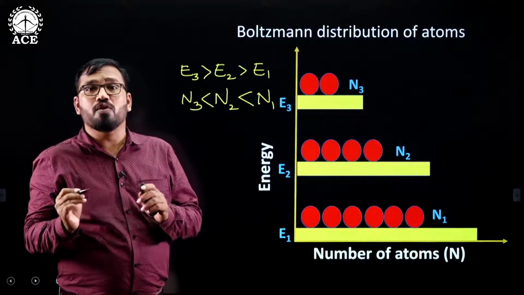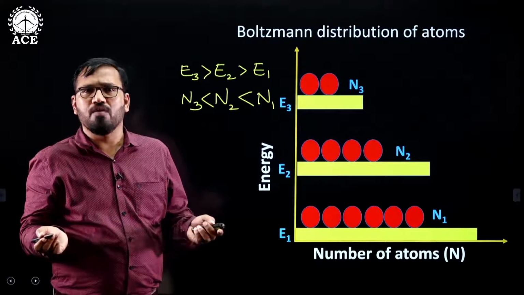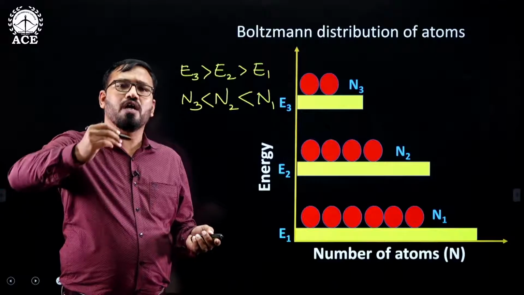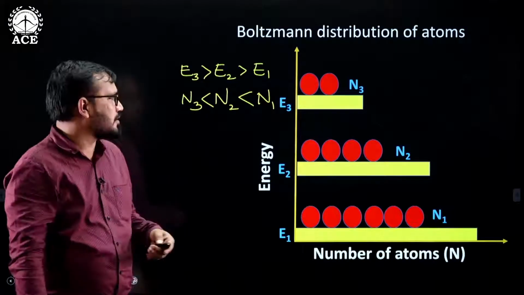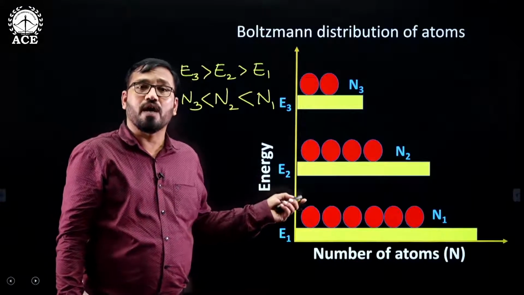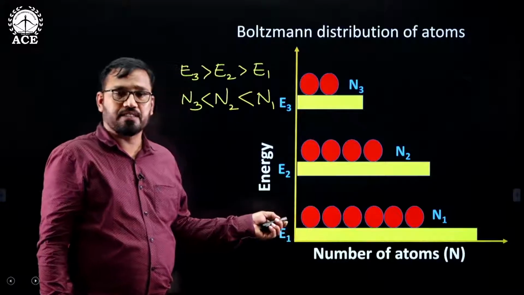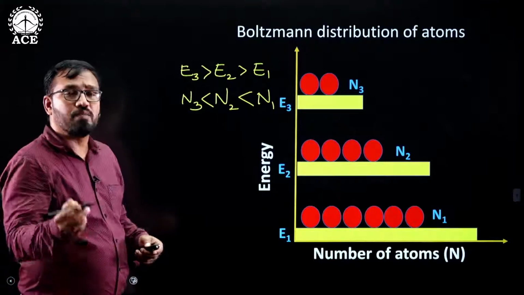Where do you find more atoms? Usually in the ground state. The ground state obviously has more atoms. When you move to the next higher energy levels, the number of atoms decreases. This is the Boltzmann distribution of atoms in the different energy states. That is Boltzmann.